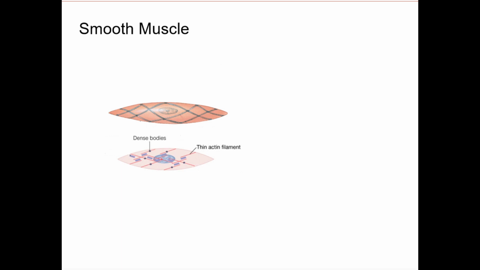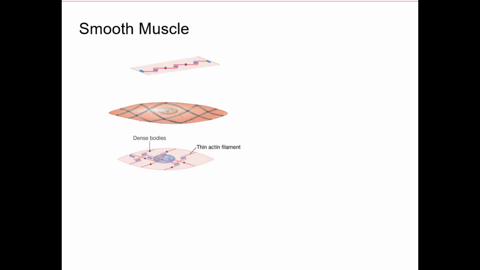Because it's not organized into sarcomeres, there's another mechanism which anchors these filaments, and this structure is called a dense body. A dense body is attached to the cell membrane, and this anchors these contractile elements so that when they shorten, when the contractile elements slide by each other, it will help change the size of the cell.